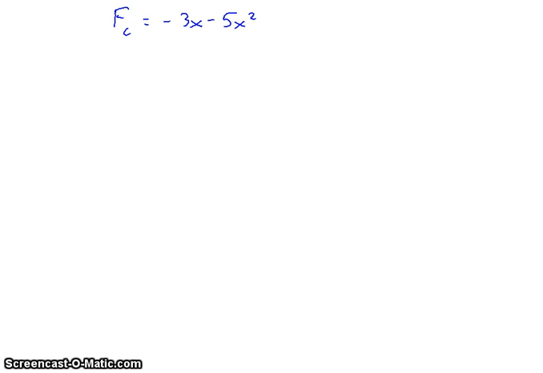Okay, so here they've given us a formula for a conservative force, and they're asking us to find the potential energy at a certain location. The key to this is the definition of change in potential energy, and that's equal to the negative of the work done by a conservative force. So in this situation, the final potential energy minus the original potential energy is equal to the negative of the work done by the conservative force.